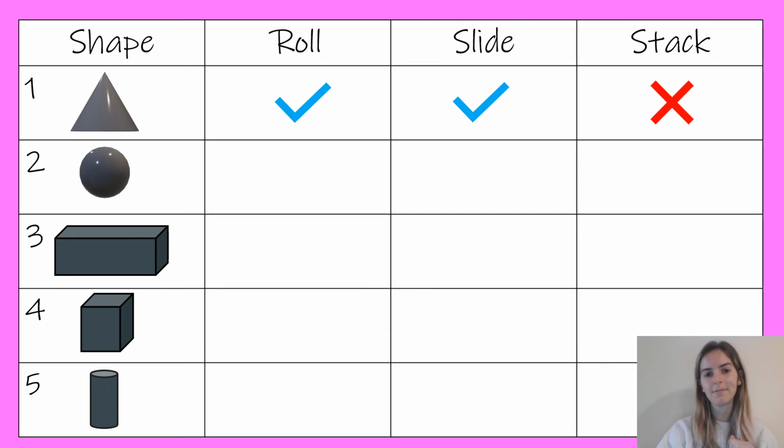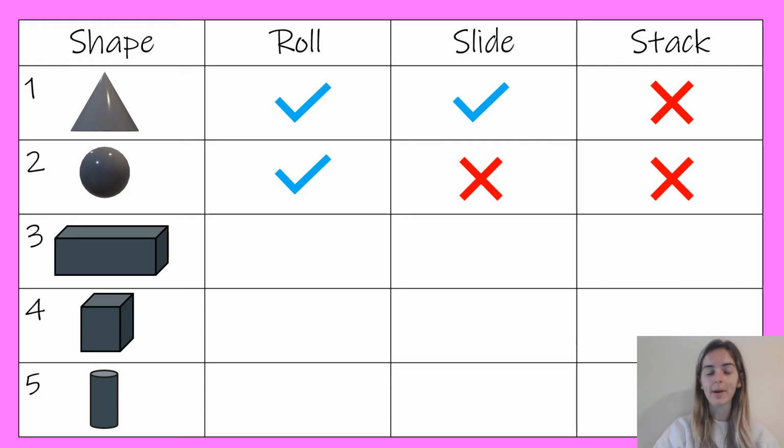Now, what about my sphere? Can it roll? Yes, it can. Can it slide? No, it just doesn't go along. It always is rolling. And can it stack? No, it cannot stack. We couldn't put a ball on a ball without the things falling off because it's round.